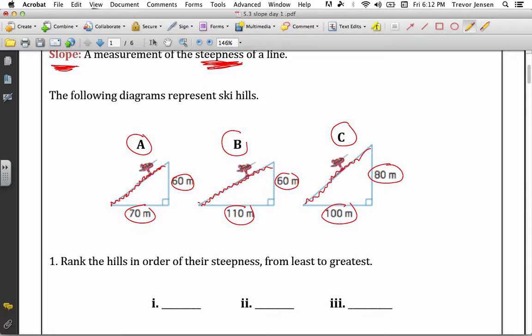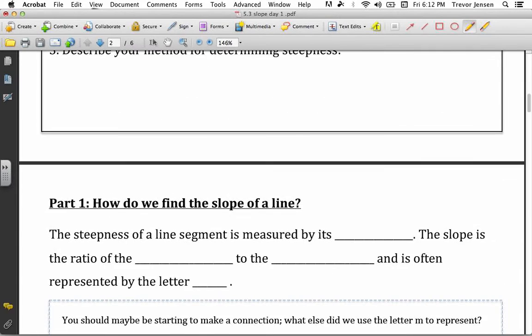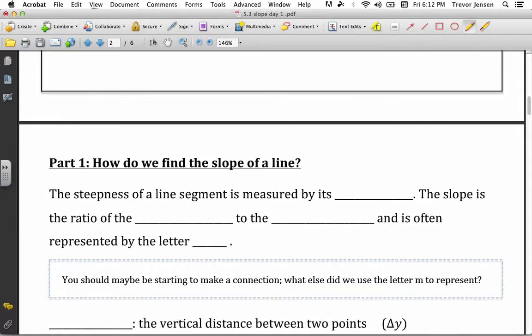I want you to try on your own to figure out a way you could calculate the steepness, or the slope, of these three ski hills and rank them from least to greatest using some type of algebraic method. After you've done that, check the answer page from jensenmath.ca to see if you got it right. So pause it now and try it.